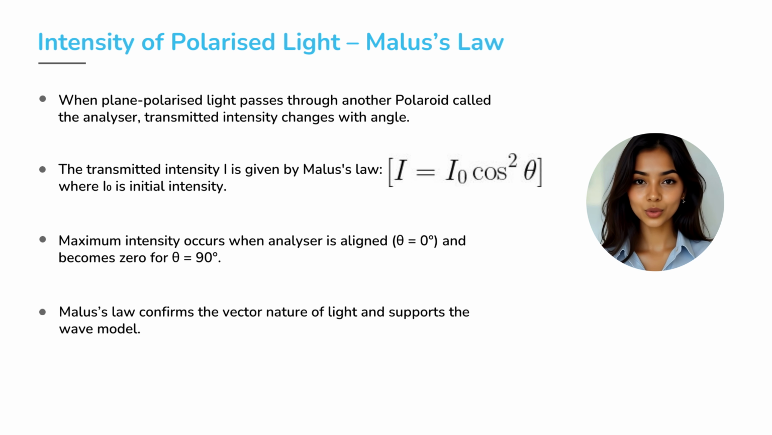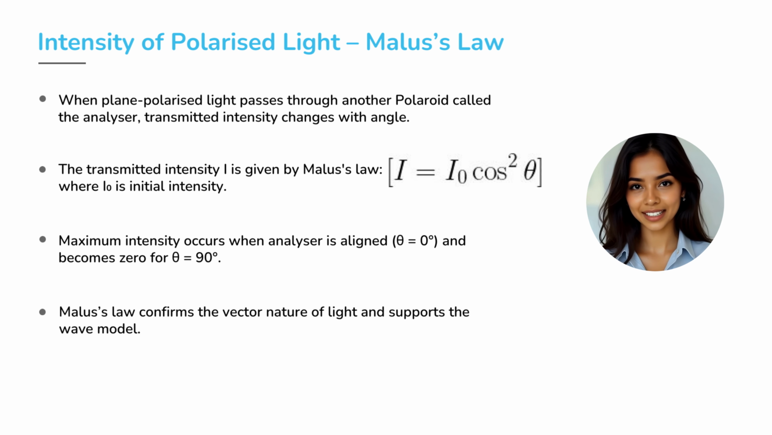Alright, time for a cool law you'll remember, Malus's law. When plane polarized light passes through another Polaroid called the analyzer, and you rotate that analyzer, the amount of light that sneaks through changes. The law tells us that the transmitted intensity equals the original intensity multiplied by the cosine squared of the angle between the light's vibration direction and the analyzer's axis.